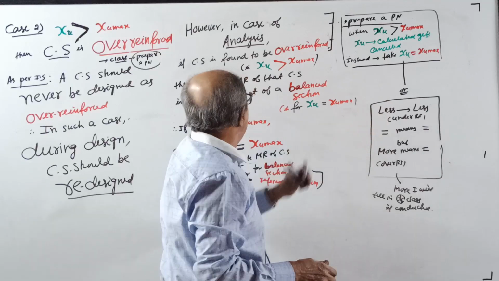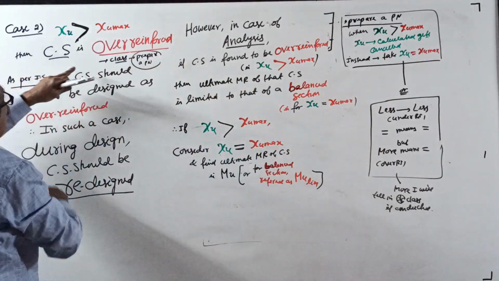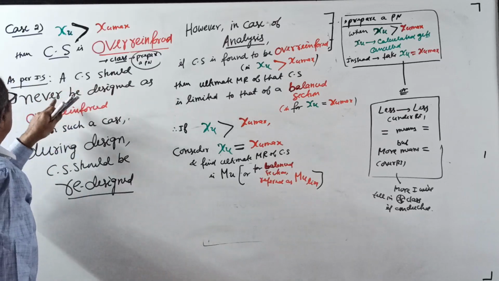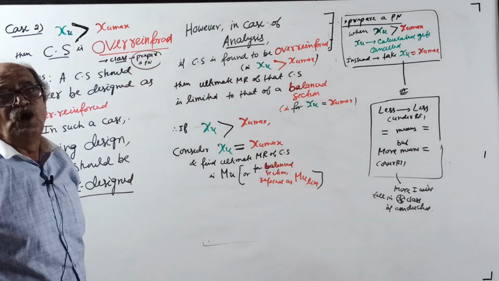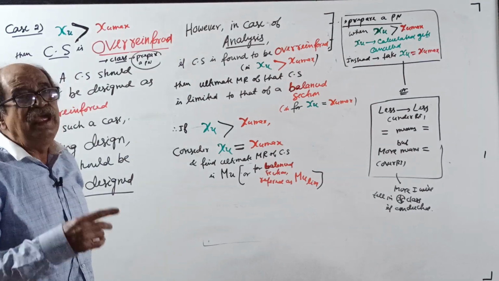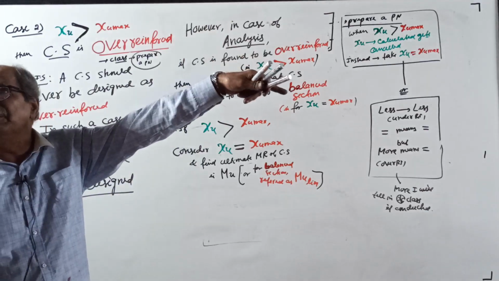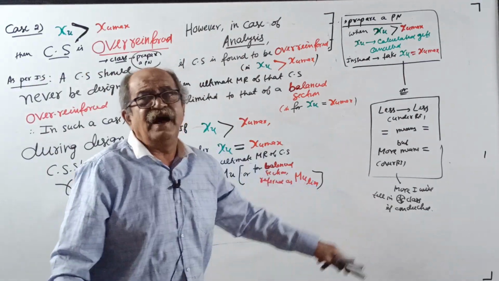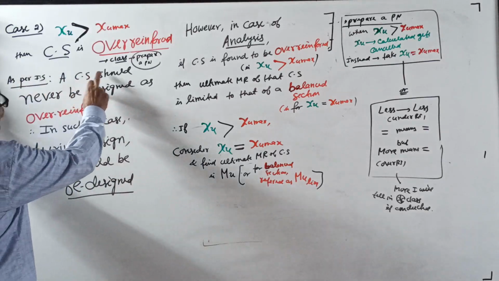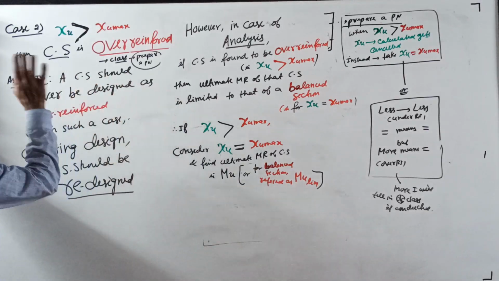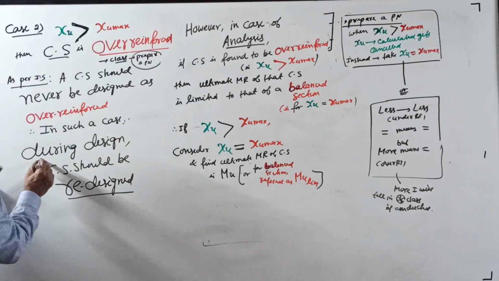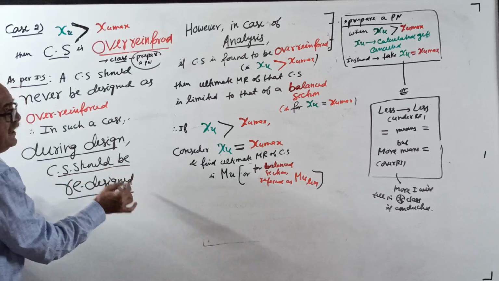Now, one statement I will write here. Over-reinforced, primary compression failure, dangerous. Why? I will tell in the star class, if at all I conduct it. As per IS code, a cross section should never be designed as over-reinforced. In such a case, during design, the cross section should be redesigned. How, in the design case, I will cover in the group.